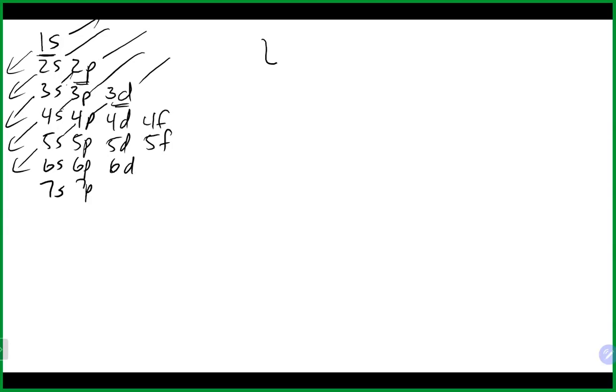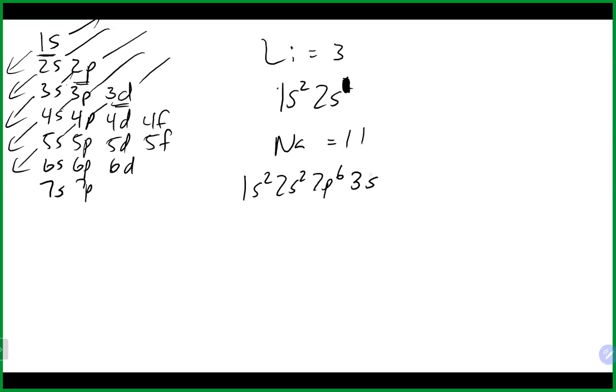So if you had something like lithium, which is 3, that would be 1s2, 2s1. If we count up the top numbers, that is 3, and that's the total number of electrons that there are. If you had something like sodium, which is 11, that would be 1s2, 2s2, 2p6, 3s1.